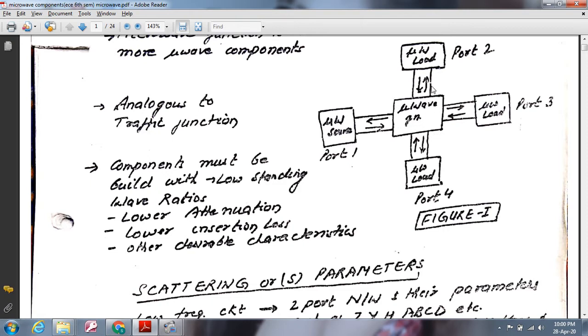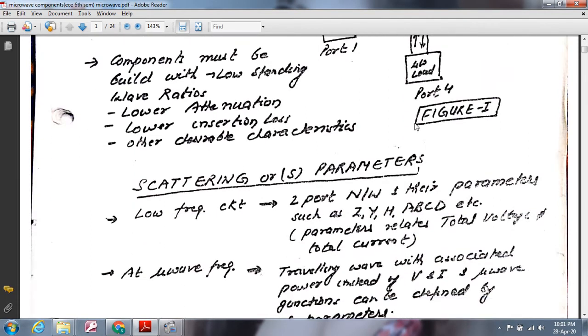network or 4-ports are there in this microwave junction, then the possible combinations of all the input and output will be 4 multiplied by 4. Now here this arrow is showing you that power may come from microwave junction to microwave source, or from this arrowhead is showing microwave power may go from source to the microwave junction.